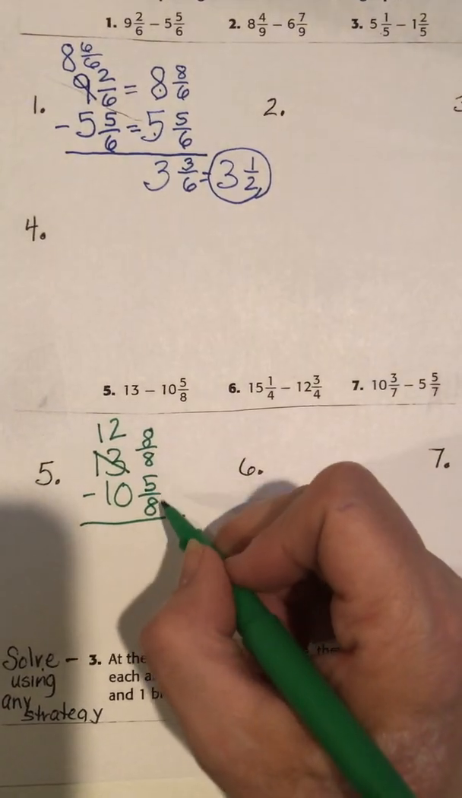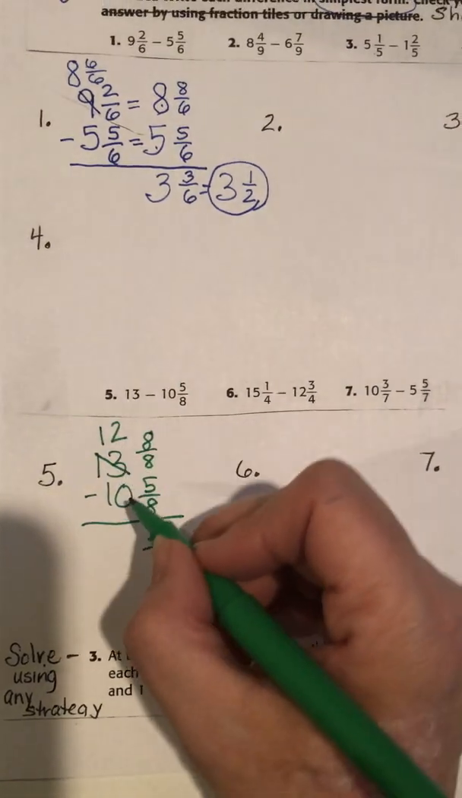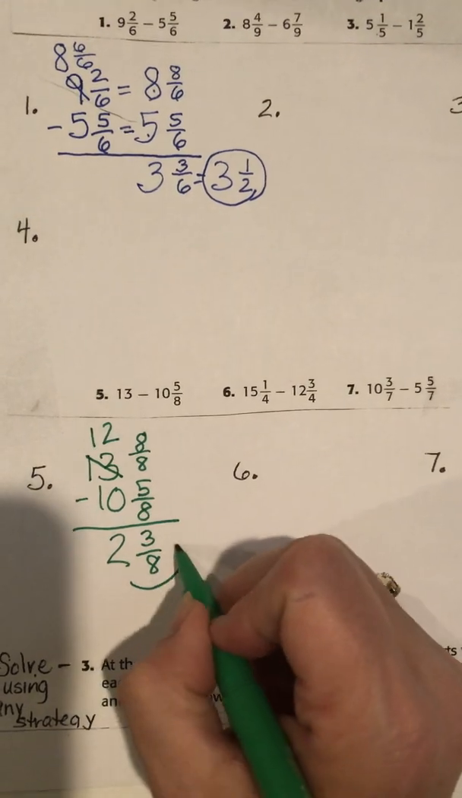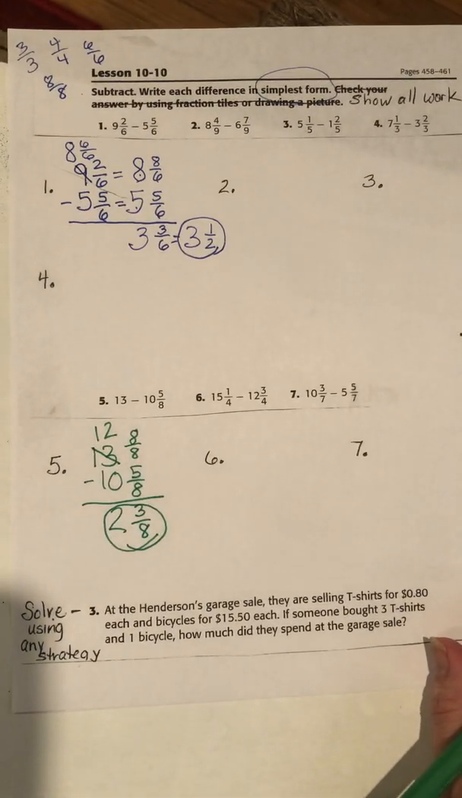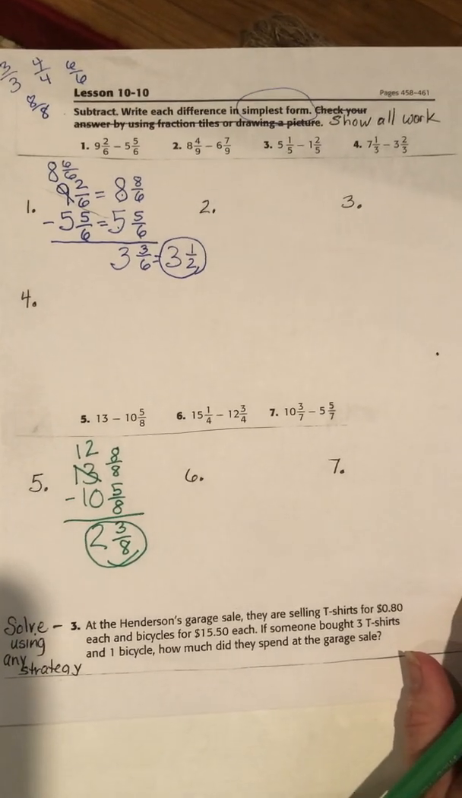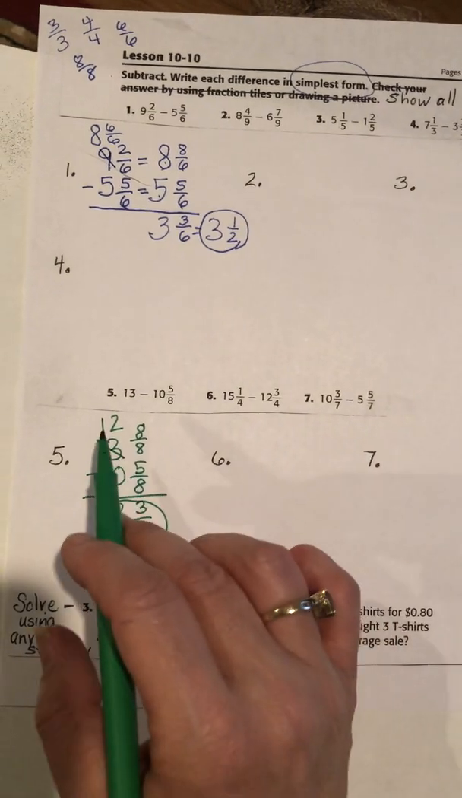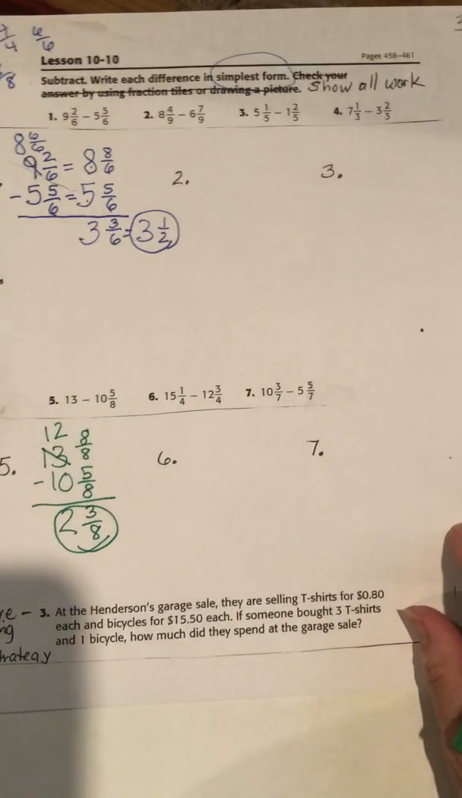So 8/8 minus 5/8 is 3/8. 12 minus 10 is 2. And there's nothing I can reduce. Final answer. Okay? So those are all done the same way. This and this are done the same way. So just go back and look at how these are done. And you shouldn't have a problem.